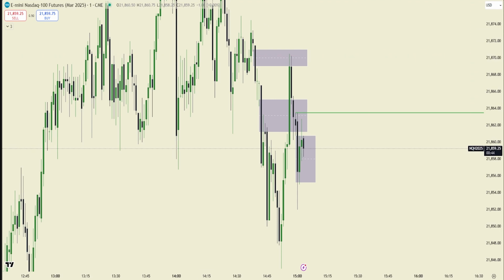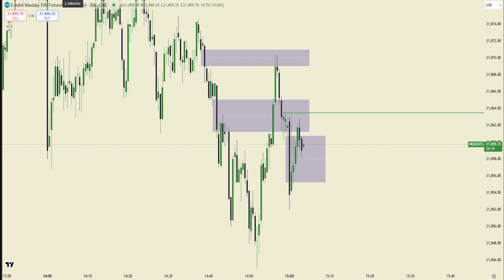Is it because we have Powell tomorrow? Could be. It could just be because we're in no news Monday conditions. It's just like there's zero volume in these candles. If you guys haven't noticed, we're just not showing any willingness to go anywhere.